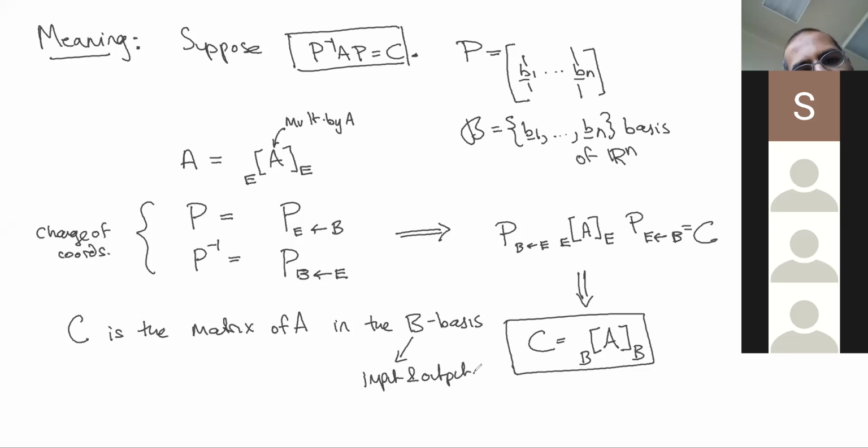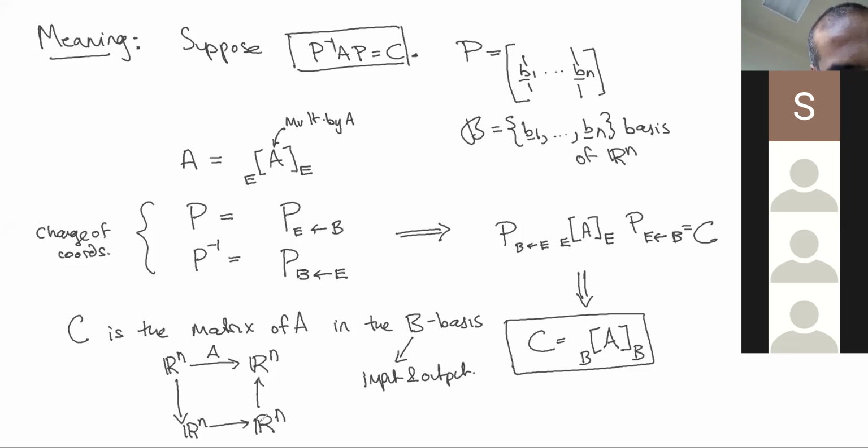Okay, so the meaning of similarity is just you're writing the same linear transformation in a different basis. And if you wanted to draw a little picture, as we've been drawing, it would be something like this: A is a linear transformation from Rn to Rn. But now if I change into this B basis, so I write everything as B coordinate vectors, this matrix is P inverse, this matrix is P, and this matrix is C. So I'm just saying that this equation up here corresponds to this picture down here, that C is the matrix of A in the B basis.